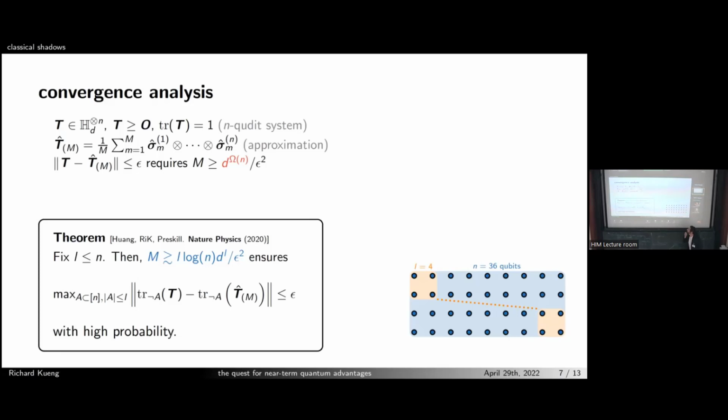And this theorem that we published 2 years ago tells us that if you want to get all of them epsilon correct with a fixed number of n qubit Monte Carlo samples, then the number of samples you need is exponential in the marginal size you care about, inverse quadratically in the accuracy, that's the curse of Monte Carlo, but it only depends logarithmically on the actual system size, the number of qubits.